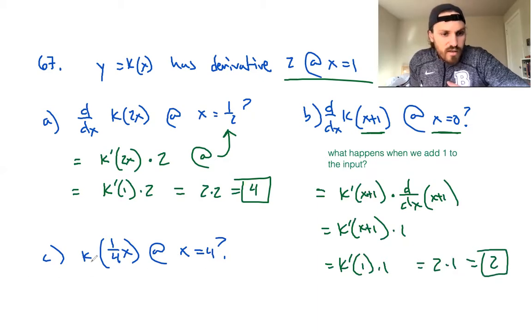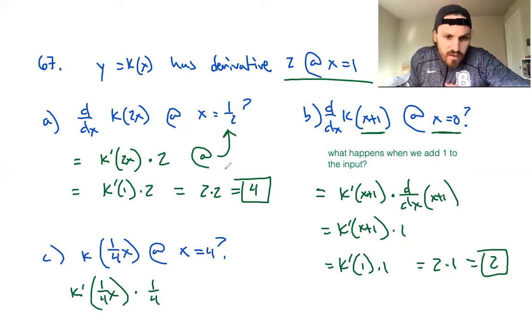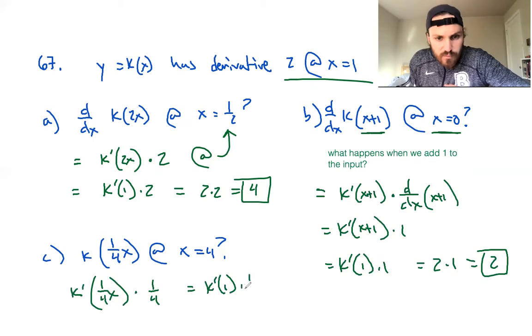Now, finally, let's look at c. We'll take the derivative. We'll get k prime of 1/4 x, but then we need to multiply by 1/4 because that's the chain rule. Derivative of the outside function with respect to the inner function, just leave the inner function alone, then multiply by the derivative of the inner function with respect to x. Now we're going to plug in 4, and this should be k prime of 1 times 1/4.